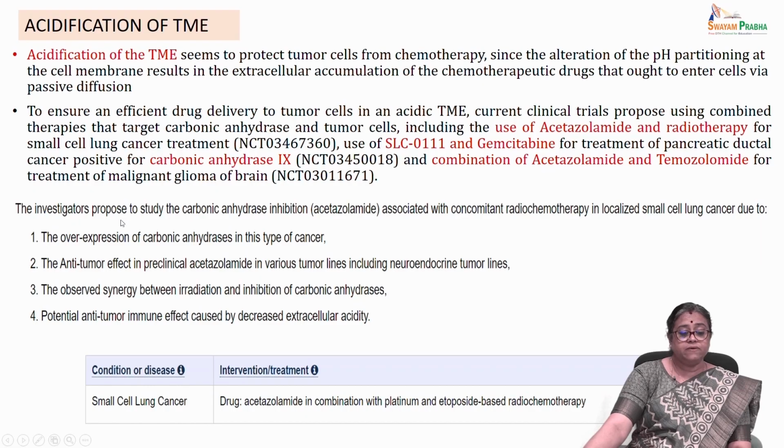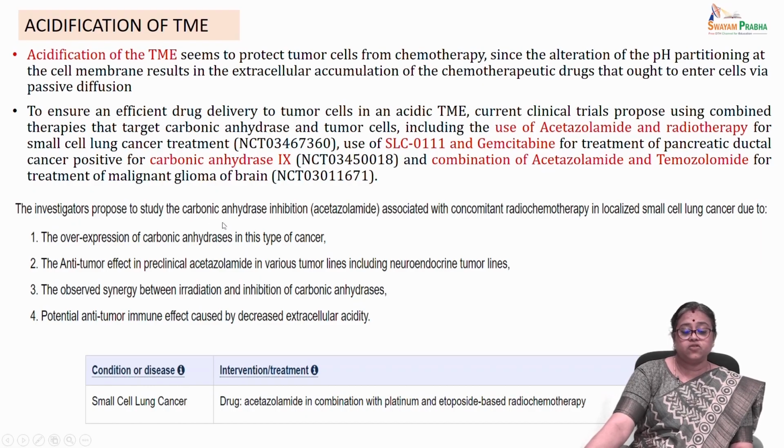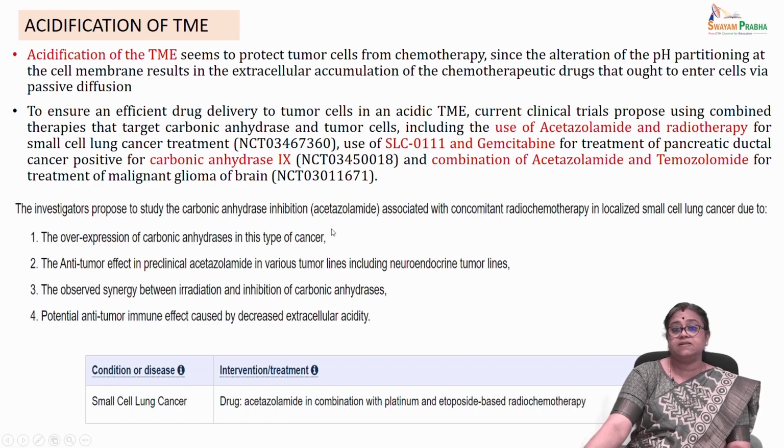Here the investigators have proposed to study carbonic anhydrase inhibition. Acetazolamide functions as a carbonic anhydrase inhibitor, and that, along with concomitant radiochemotherapy in localized small cell cancer, has shown some progress, and it is in phase 1.